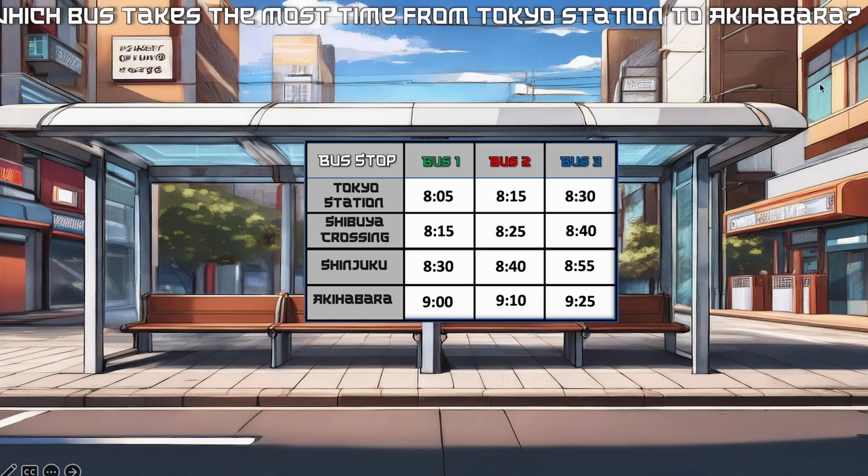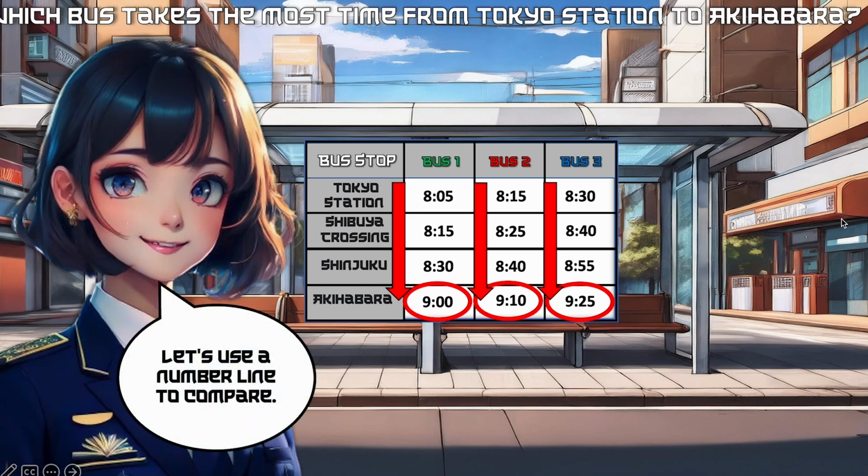Which bus takes the most time from Tokyo Station to Akihabara? Well, let's have a look. So we've got each bus leaves at a different time. Bus 1, 8:05. Bus 2, 8:15. Bus 3, 8:30. And they arrive at different times as well. 9 o'clock, 9:10, 9:25. Let's use a number line to check how long it takes each bus.